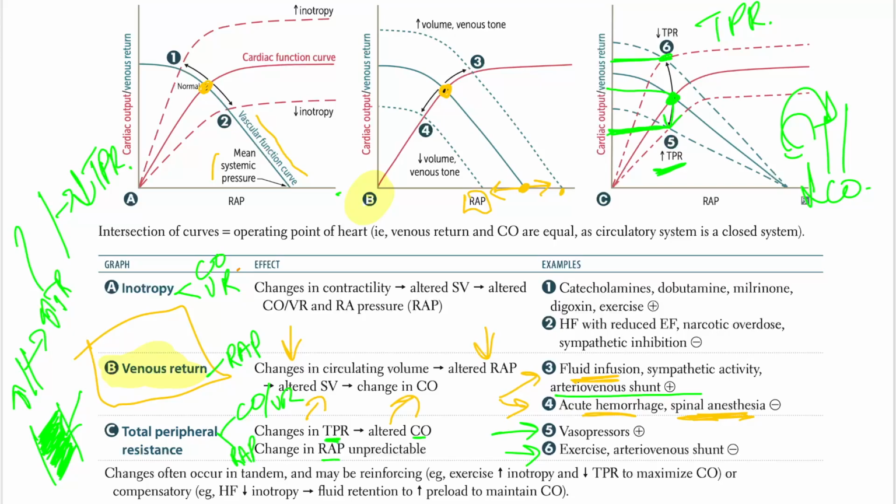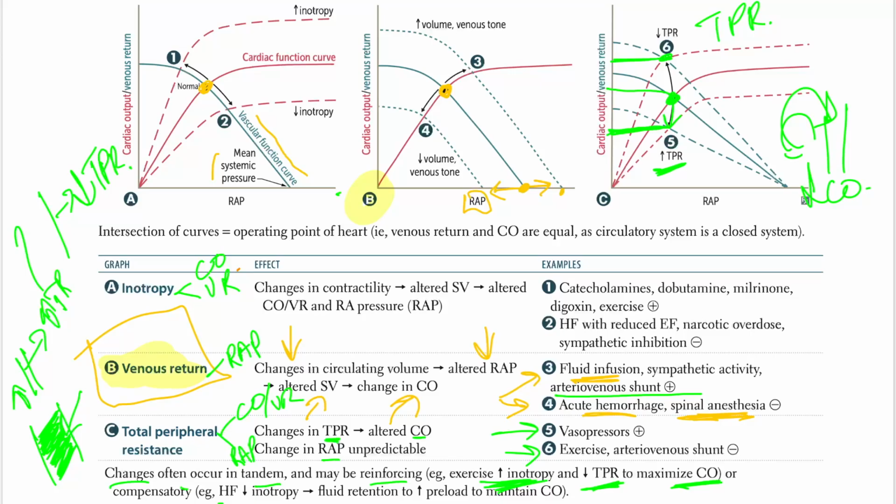Okay, AV shunt, and I think they have mentioned it at the bottom, and we'll see how that is working. So change often occurs in tandem, maybe reinforcing. Example, exercise would increase inotropy and decrease TPR to maintain cardiac output, or compensatory heart failure decreases inotropy, and fluid retention increases preload to maintain cardiac output. Okay, so yeah, that's what we have.